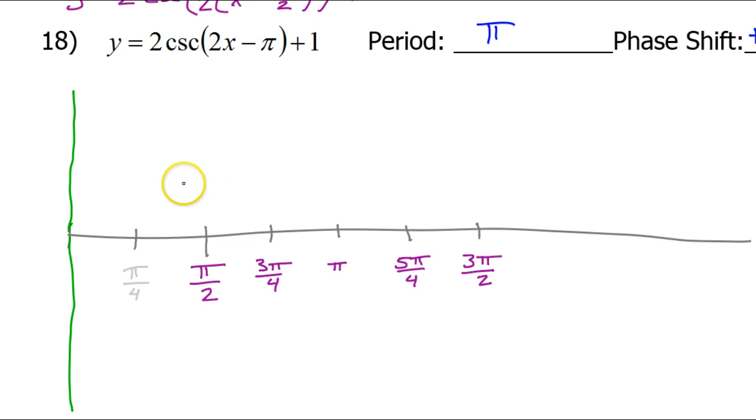Okay, what now? Vertical shift. There's a vertical shift of +1. So I need to make that happen. So I'm going to put a mark here. That's going to be 1.